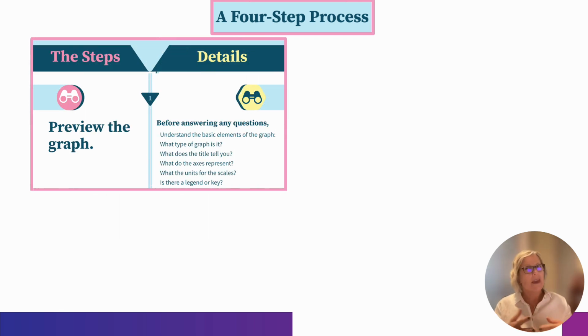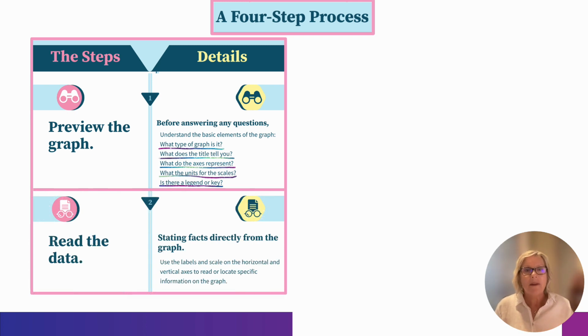This initial step may clarify understanding of the basic elements of the graph. Promote discussion with your students by posing questions to clarify understanding, such as identifying the type of graph used. What does the title tell us about the information in the graph? What information is provided in the label on the axis? What are the units in the scale? What is the range of values? By what increment does the scale increase? Is there a legend or key? What does the symbol represent?